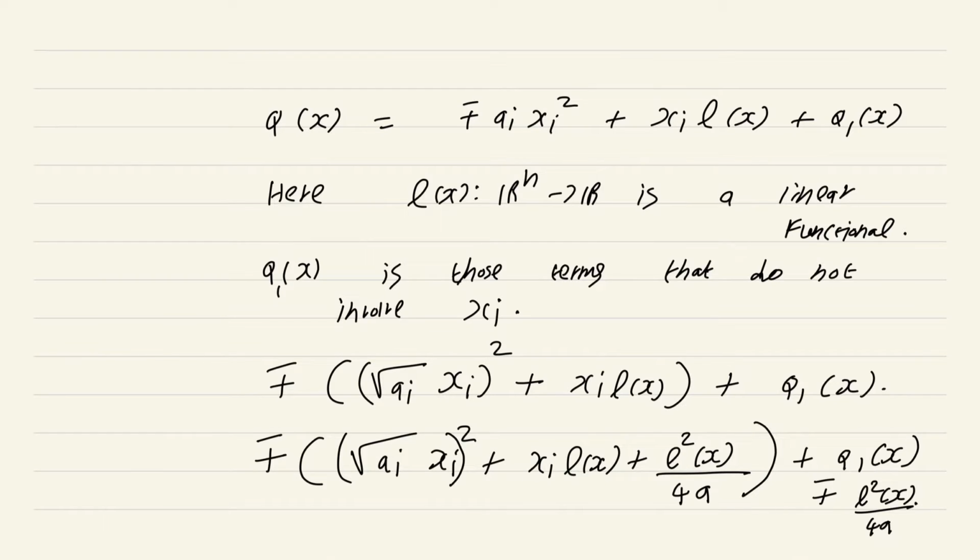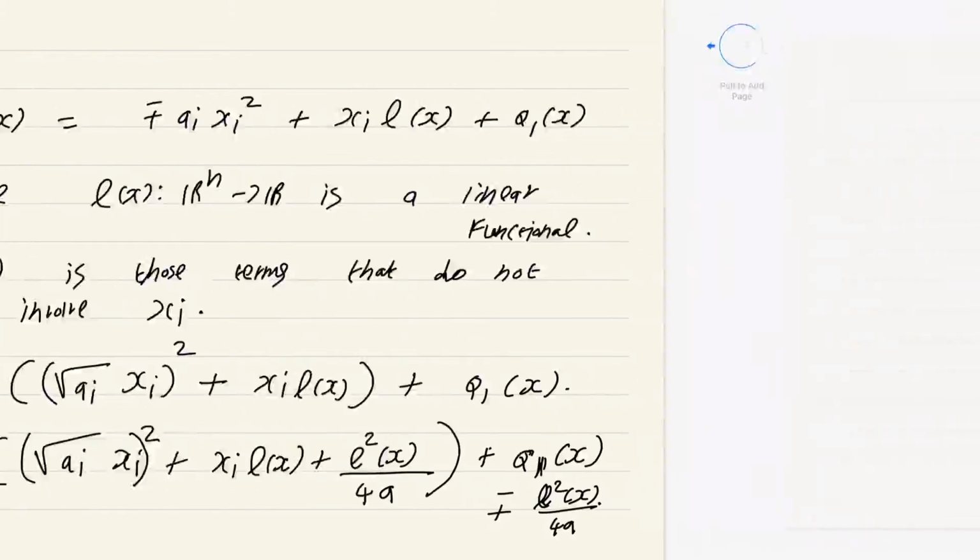That comes because I have done a plus or minus. So technically, to be 100% precise, this is a plus q1x minus or plus L squared x by 4a. Depending on what sign occurs here, the opposite sign will occur here. Excellent. Now we are almost done.